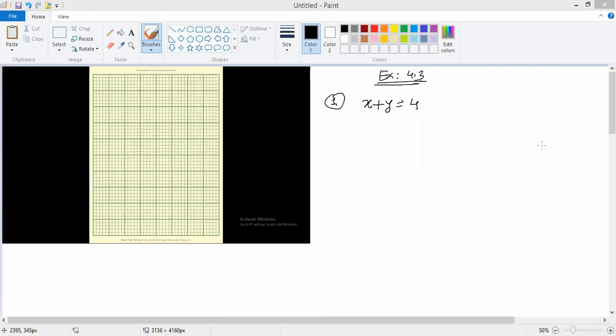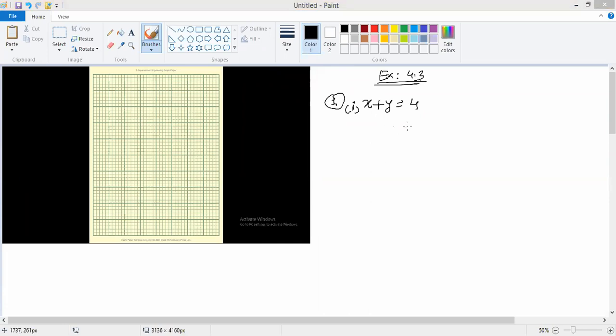In this question number 1, we are supposed to draw the graph of the given equation. In that, the first question of that first one is x plus y is equals to 4. First of all, we are going to find 3 or 4 solutions of this one. इसके 2-3 solution हम निकालेंगे as we have already learned in exercise 4.2.